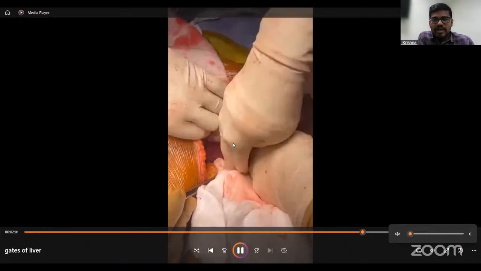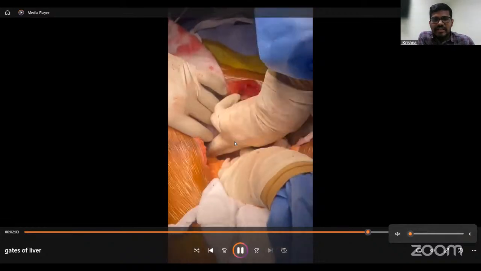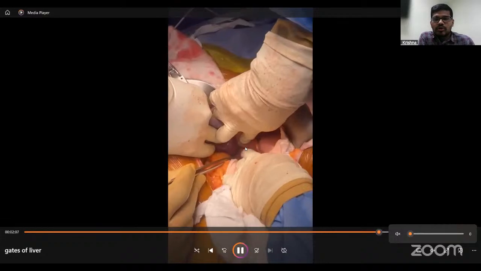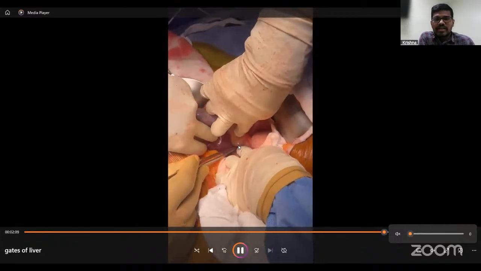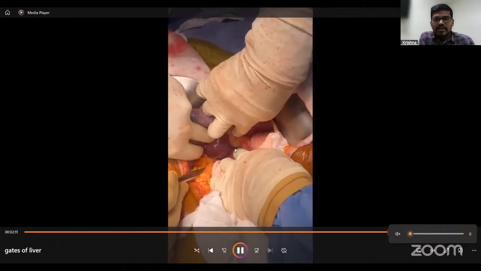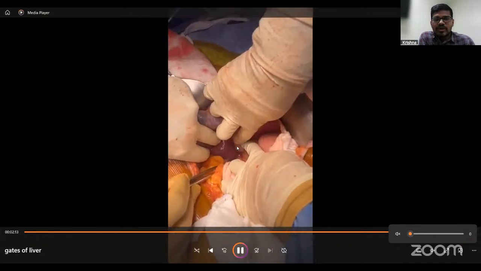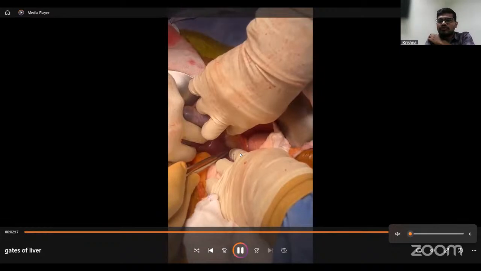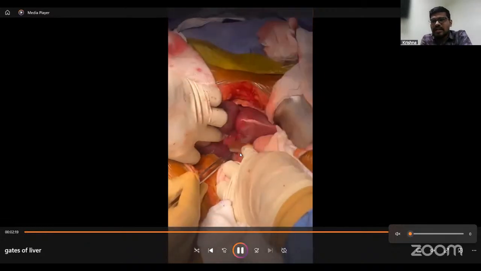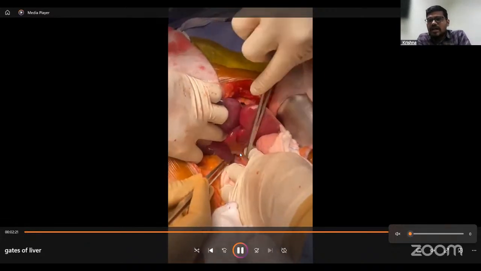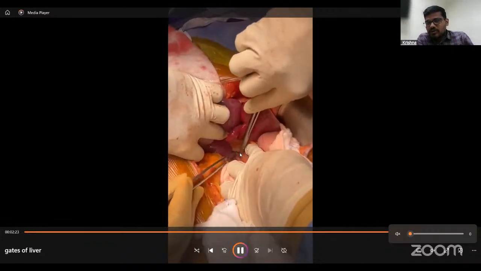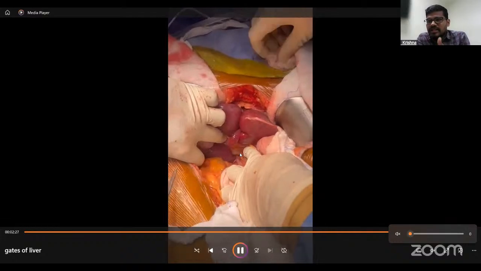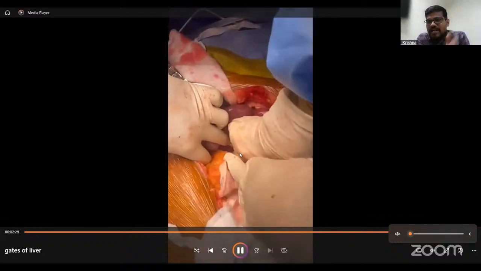Now gate 5 and gate 6. Gate 6 is just proximal to the caudate process pedicle. Somewhere here we can see the caudate process pedicle. So this is gate 6. Whenever you connect gate 5 and gate 6, we will have control of the right posterior pedicle, and we can have a demarcation for the right posterior section, or identify the plane where the right hepatic vein can be identified.